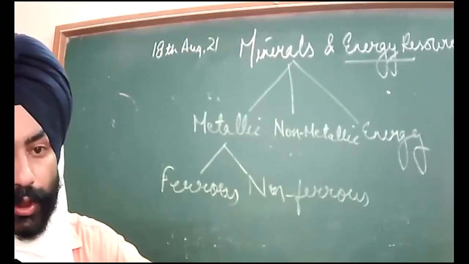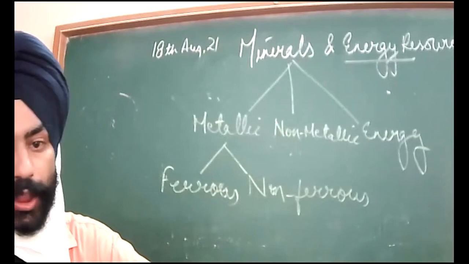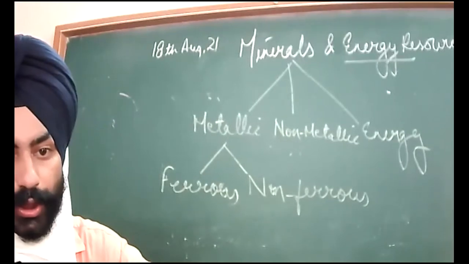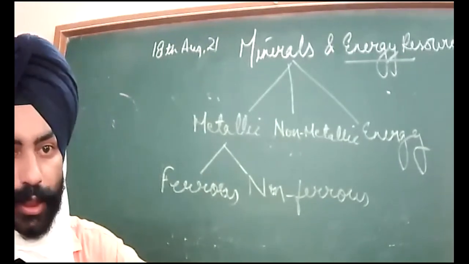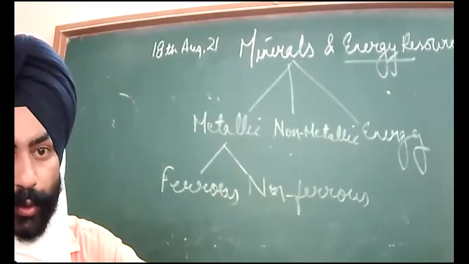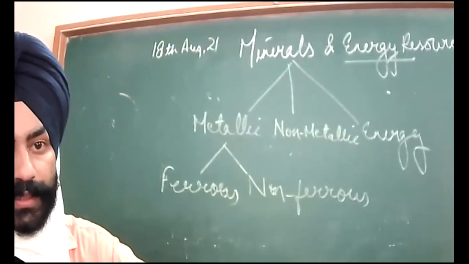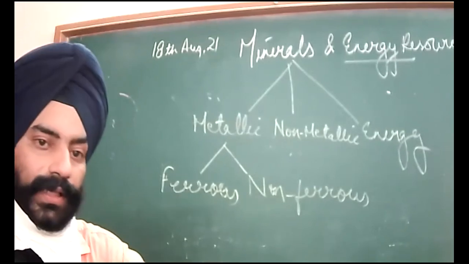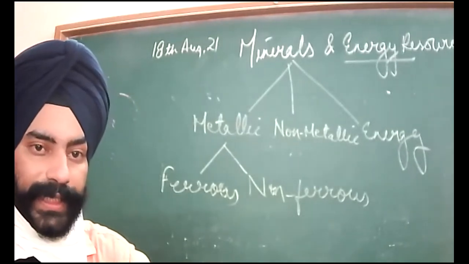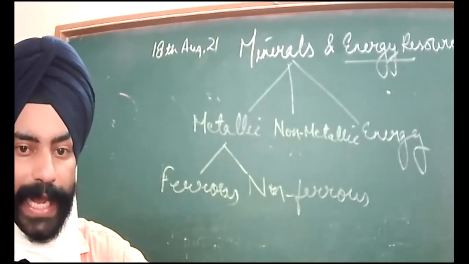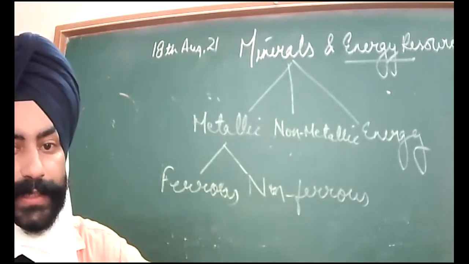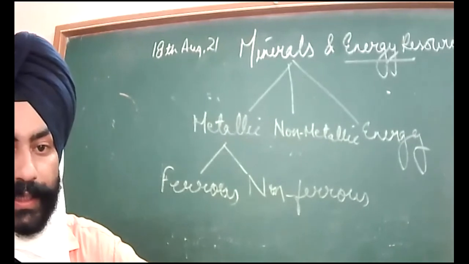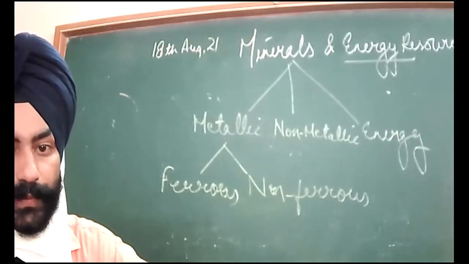Next, non-ferrous. Those minerals which do not contain iron content are known as non-ferrous. Example, copper, lead, gold, silver.